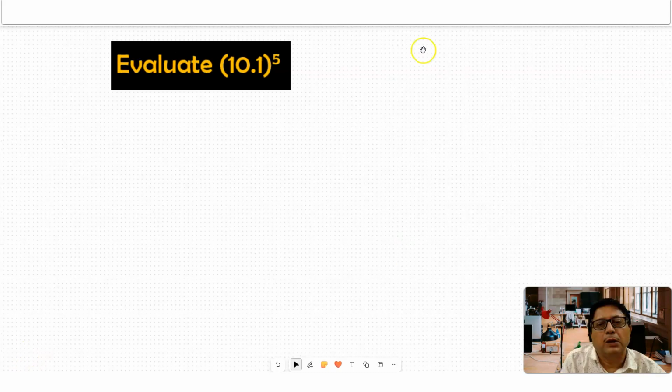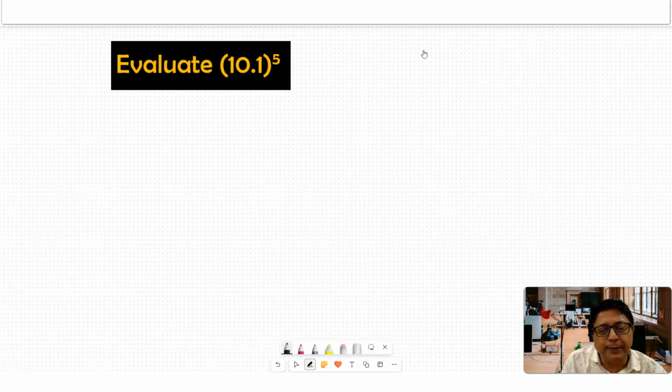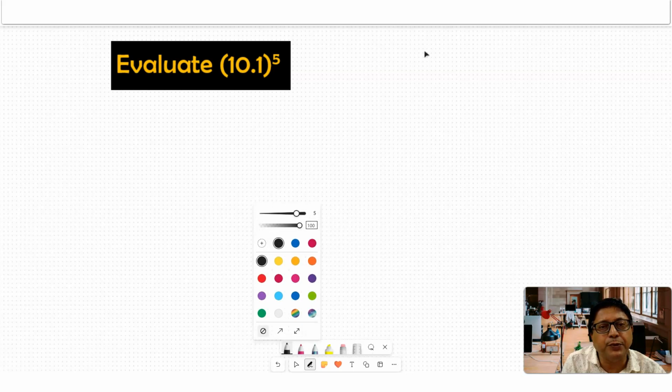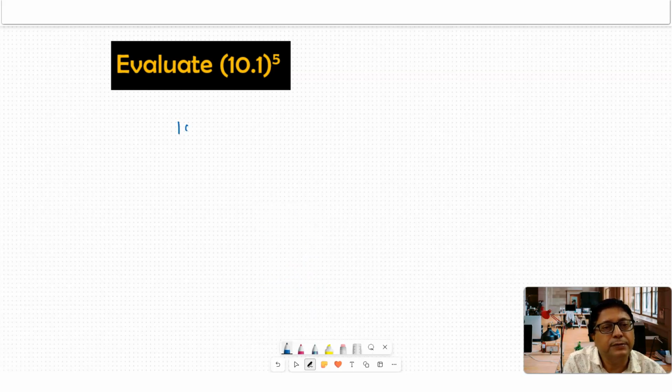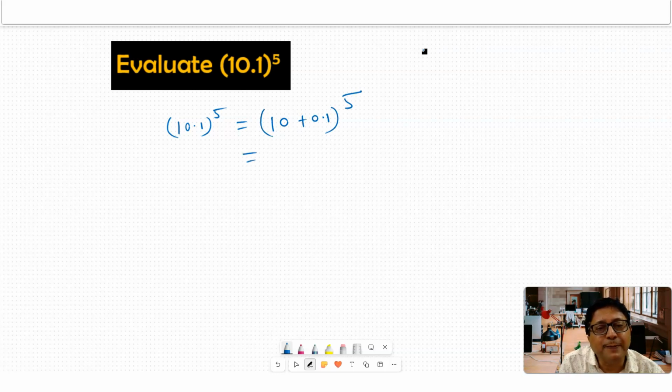Okay. Now suppose a question arises in this manner. Using binomial theorem, evaluate 10.1 to the power 5. You have to get it by binomial theorem only, not by using a calculator. You write this as (10 + 0.1) to the power 5. Then go on expanding. It is 10 to the power 5.